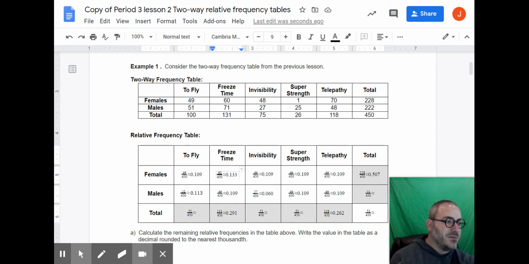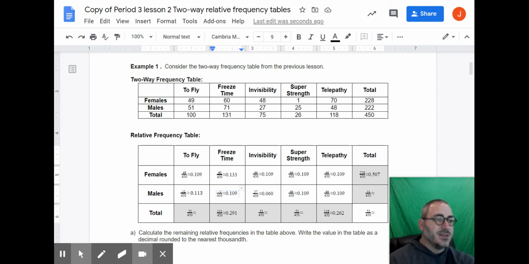And let's do this next one. Males that wanted to freeze time, 71. There were 71 males that wanted to freeze time. So I'm going to delete the 49 and stick in a 71. And then I'm going to go to my calculator, 71 divided by 450, right? I'm finding out what percentage of respondents were males that wanted to freeze time. There were 71 of them.